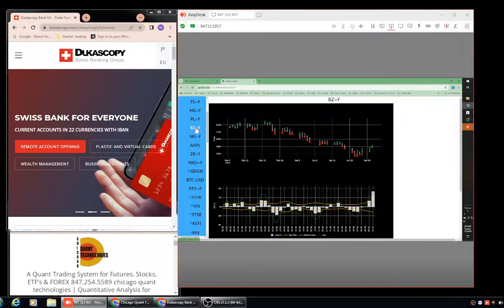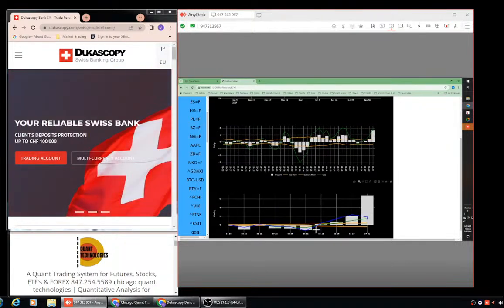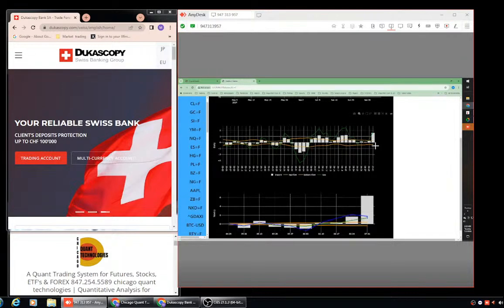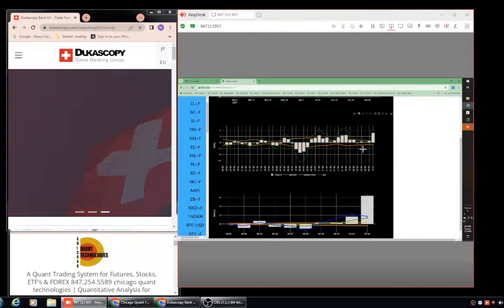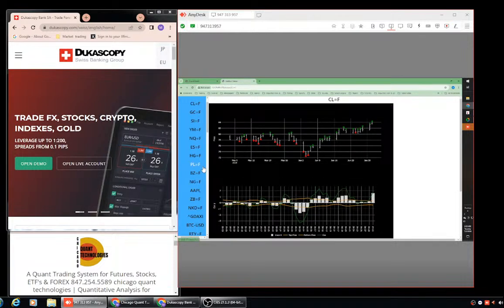Right there's Brent, and you see Brent lifting up towards the 88 area now. It's been in a weekly buy for 4 solid weeks. And you can see crude oil, same situation, in a buy for 4 weeks. You've got 5 days now in a daily buy. There's some real strength out there in that sector.